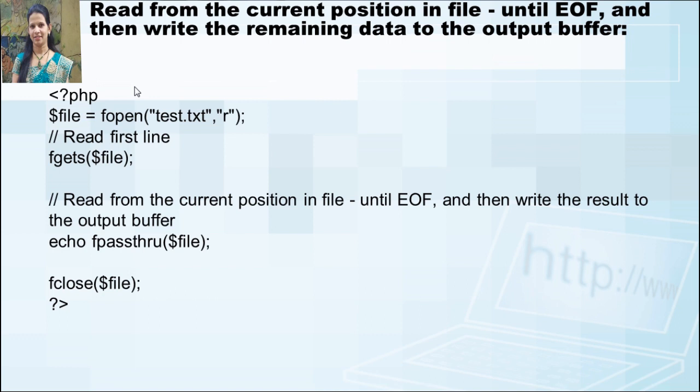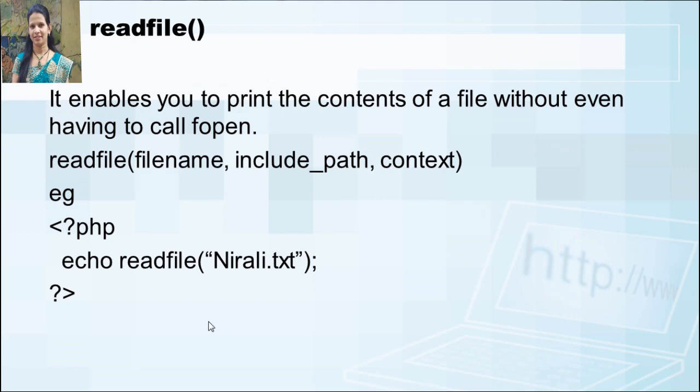See, in each and every example, what is the process? First you need to open a file and assign a pointer, then read the data from the file, and then you can write the data. So fopen opens the file in read mode, fgets reads the first line, then fpassthru reads from the current position in the file until the end of file and writes it into the output buffer. So fpassthru $file, echo. By using this function fpassthru you can display this content and then close your file. It's very easy.